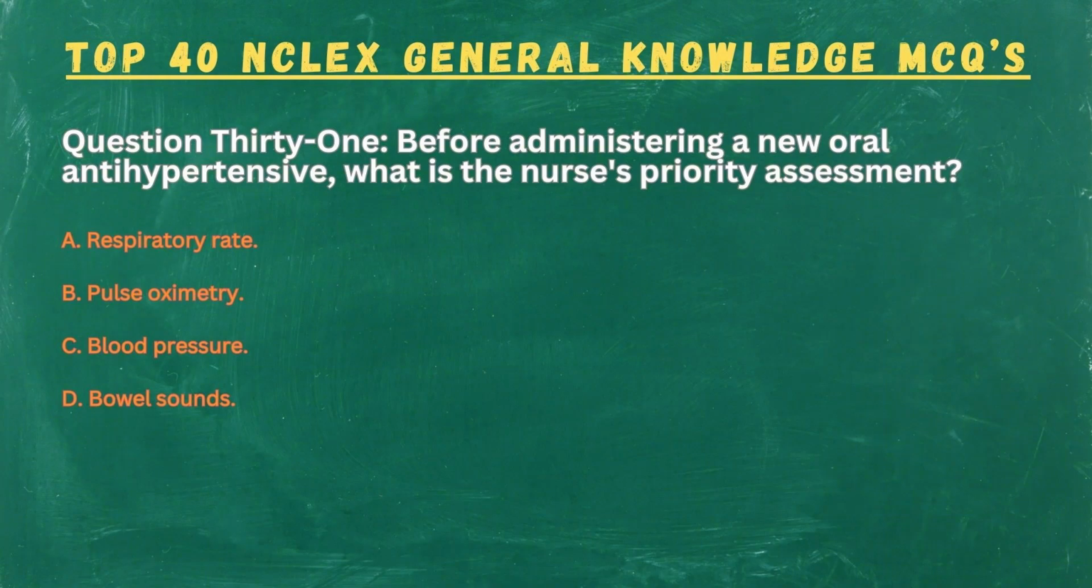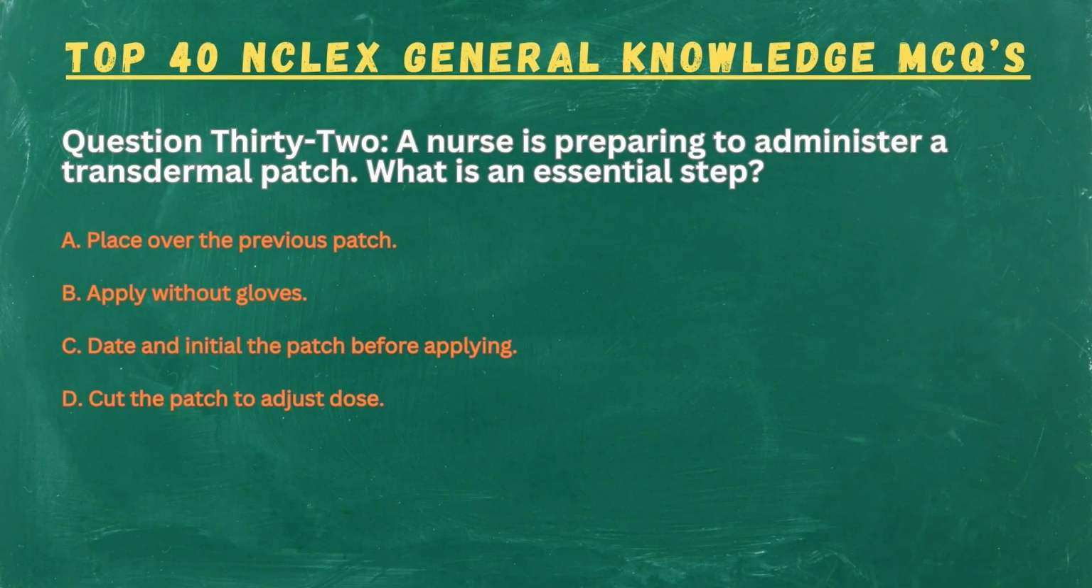Question 31. Before administering a new oral antihypertensive, what is the nurse's priority assessment? A. Respiratory rate. B. Pulse oximetry. C. Blood pressure. D. Bowel sounds. Answer: C. Blood pressure.